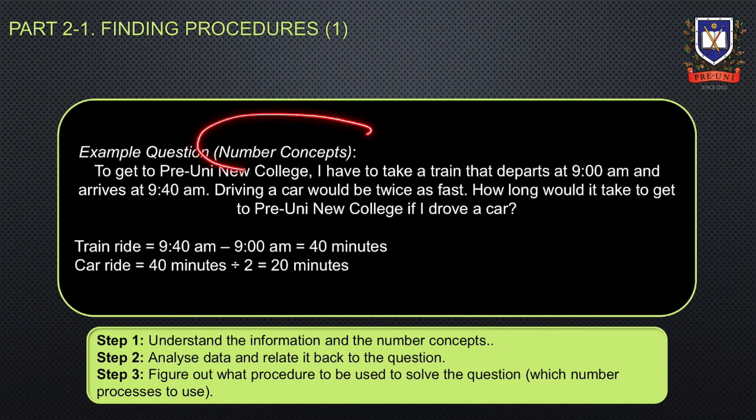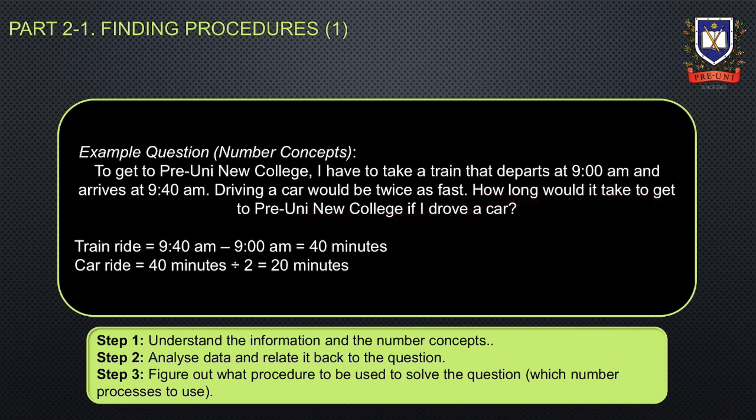Next, we can look at number concepts question. A number concepts question requires students to make deductions using number knowledge and given information, covering a variety of topics. Consider the following example. To get to Pre-Uni New College, I have to take a train that departs at 9 a.m. and arrives at 9:40 a.m. Driving a car would be twice as fast. How long would it take to get to Pre-Uni College if I drove a car?